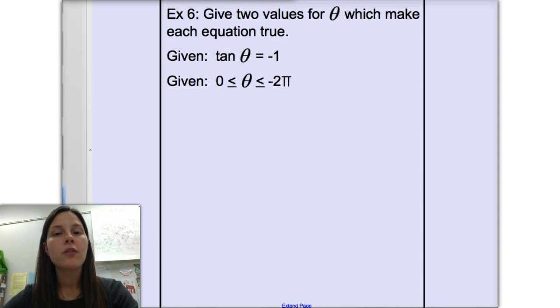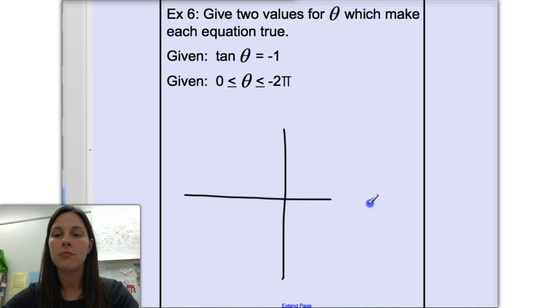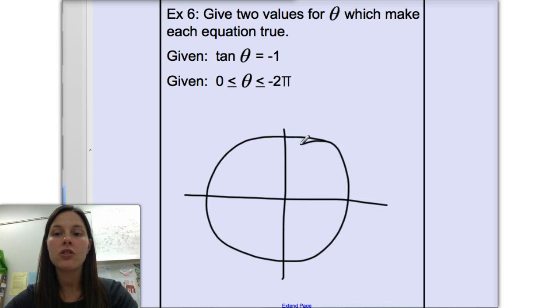Last example, we're looking for what theta values make the tangent equal to negative 1. So again, I like to start by setting up my unit circle. This one's a little bit easier because tangent is 1 when sine and cosine are equal, because tangent is the ratio of sine and cosine. So I know that occurs at pi over 4.